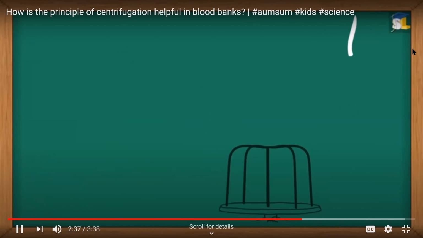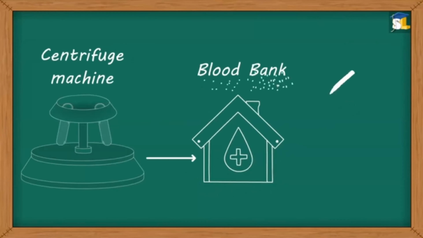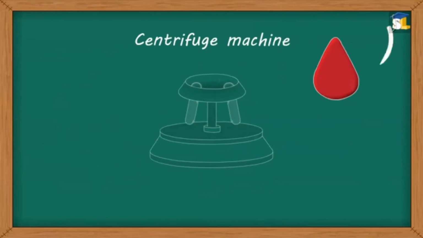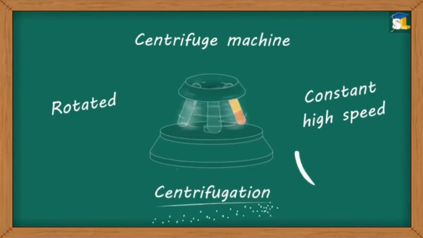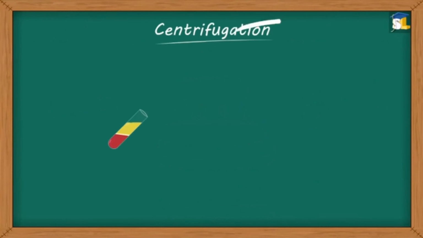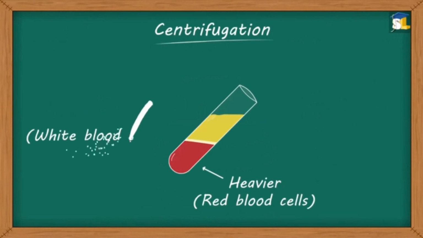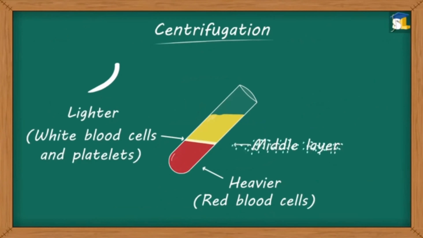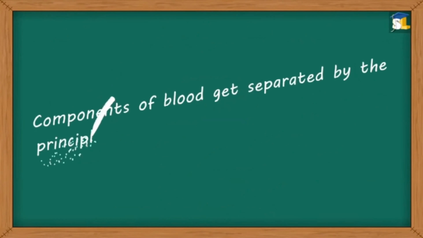Similar to this merry-go-round, a machine called centrifuge is used in blood banks to separate blood components. In the centrifuge machine, a test tube filled with a blood sample is rotated at a constant high speed. This process is called centrifugation. Centrifugation is based on centripetal acceleration. Due to centripetal acceleration, the heavier components, that is, the red blood cells, move outwards. The white blood cells and platelets, which are lighter than red blood cells, form the middle layer, and plasma, being the lightest, moves towards the center. In this way, components of blood get separated by the principle of centrifugation.